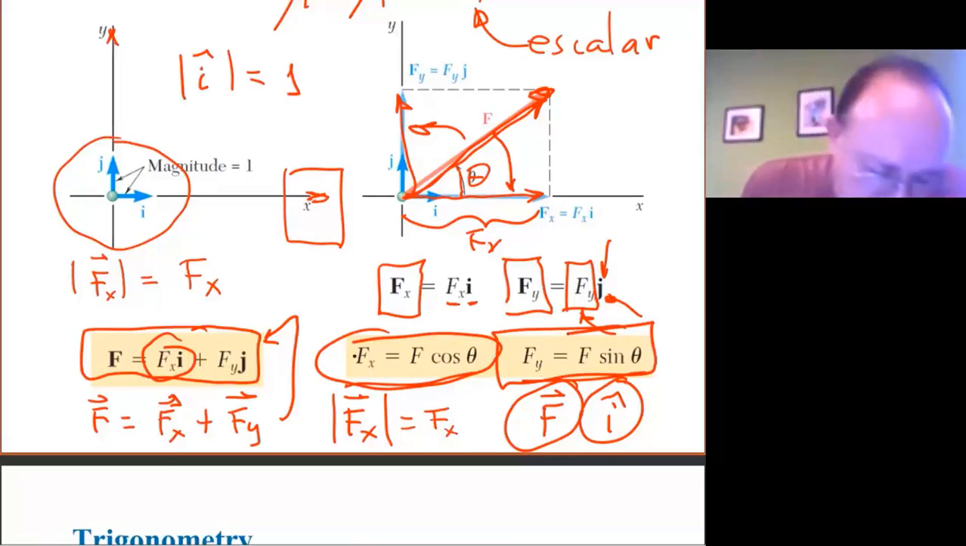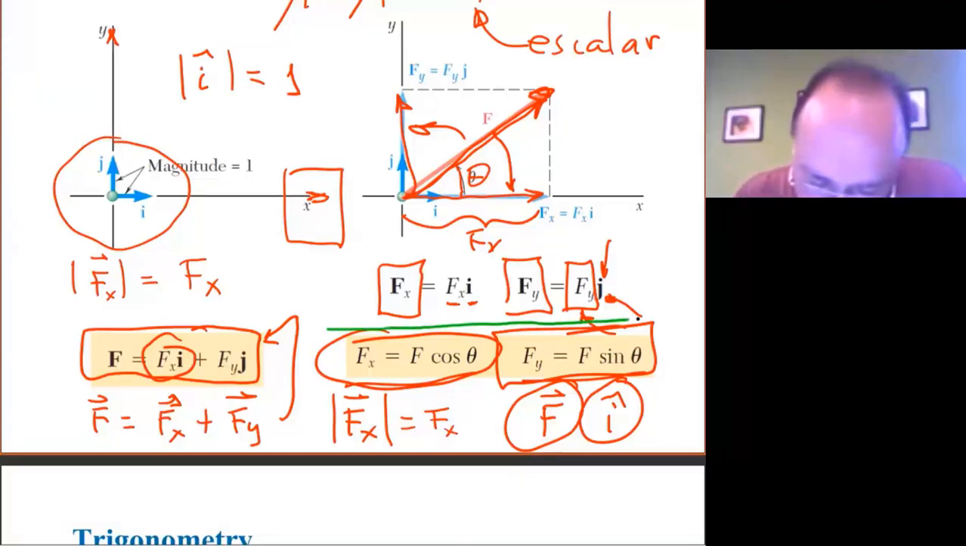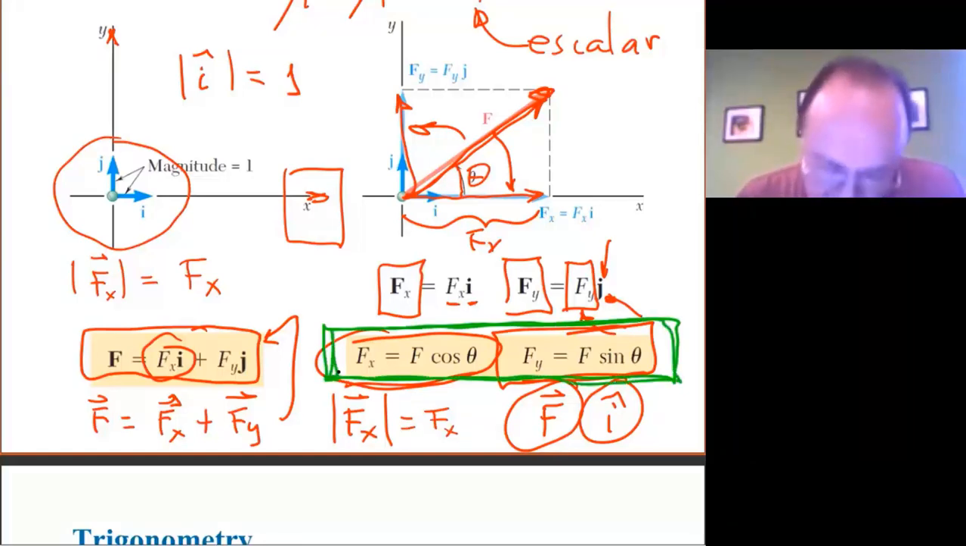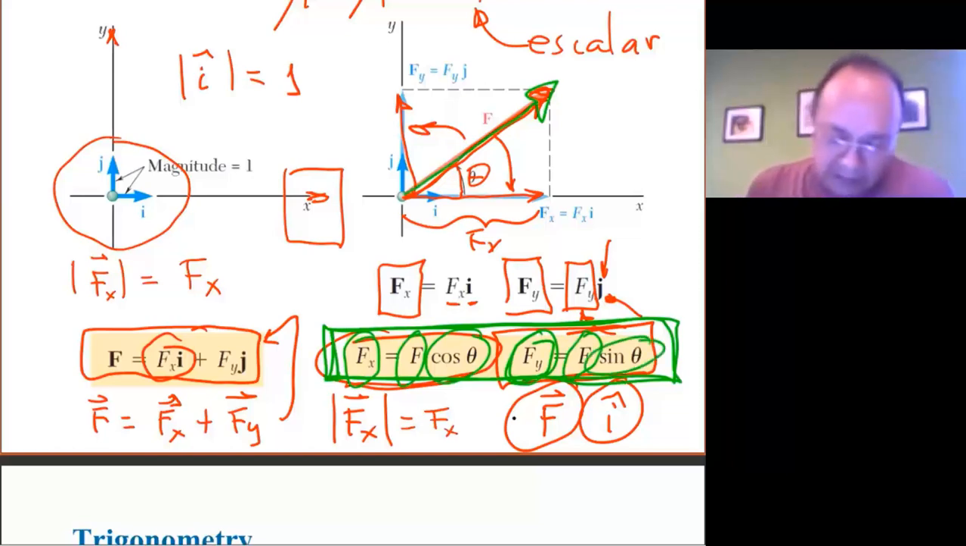All these equations here are scalars. These are just numbers. Everything is a number here. Fx is a number. F is a number, the magnitude of f. Cosine theta is, of course, a number, a scalar. This fy is the magnitude of the y component. This f is the magnitude of the diagonal vector here. And sine theta is, of course, a scalar. All of these are scalars.